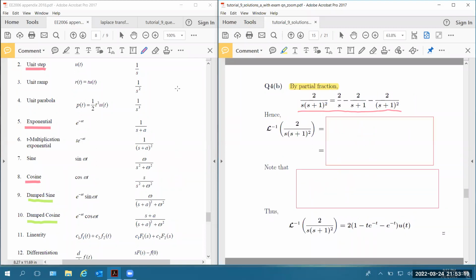Okay, so another one, that's part B. This is the one that you want to inverse Laplace transform. This one is a proper fraction. That's very clear. The numerator degree is less than the denominator's degree, right? And also the denominator can be factorized. So then we just go and use partial fractions.